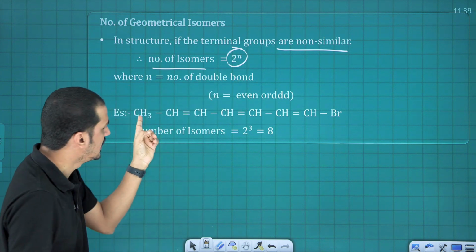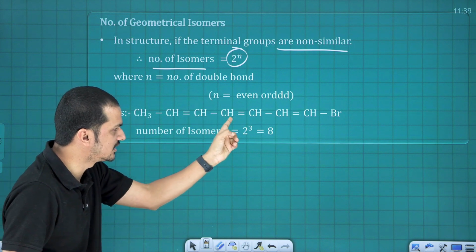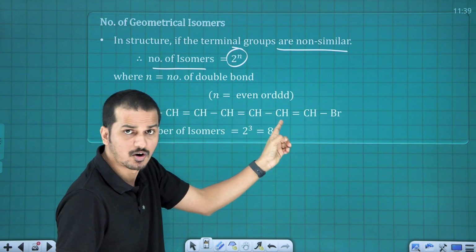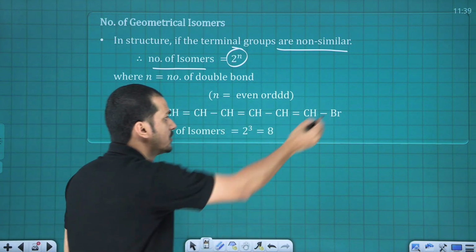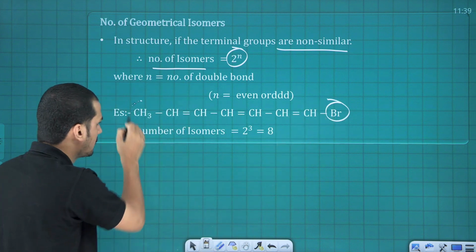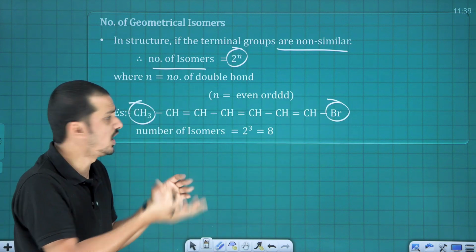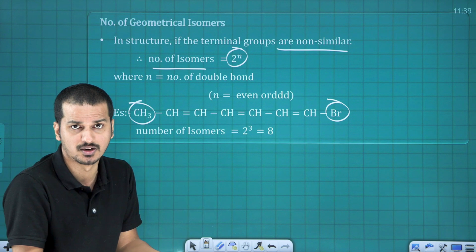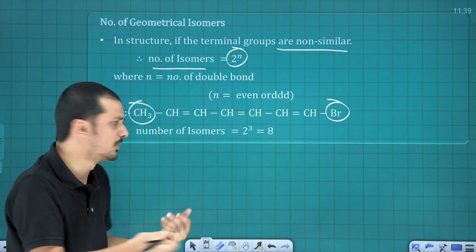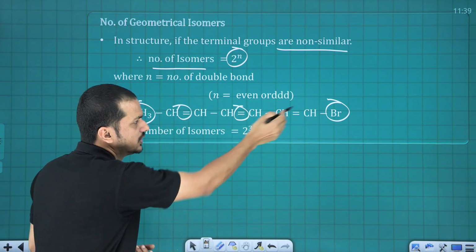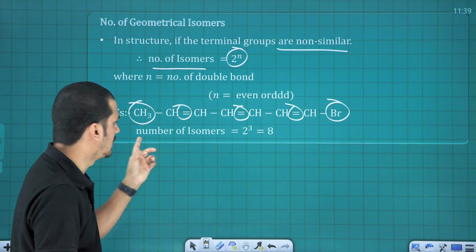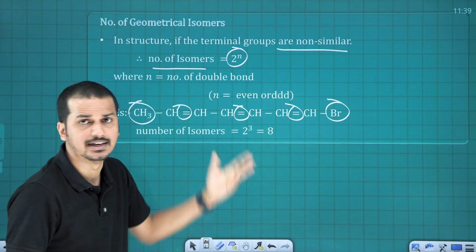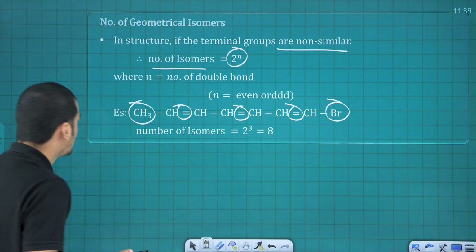For example, they give CH3, CH double bond CH, single bond CH, double bond CH, single bond CH, double bond CH Br. Here the terminal group is Br, and here the terminal group is CH3. Both are different. So how many geometrical isomers are possible? Simply count the number of double bonds: 1, 2, 3. There are 3 double bonds. Then the number of geometrical isomers is 2 raised to 3, which is 8. Clear? We can go to the next idea.